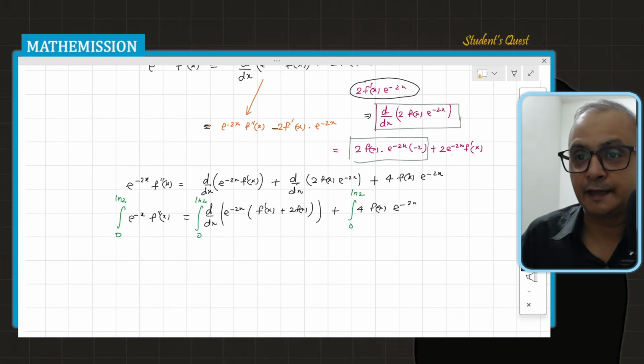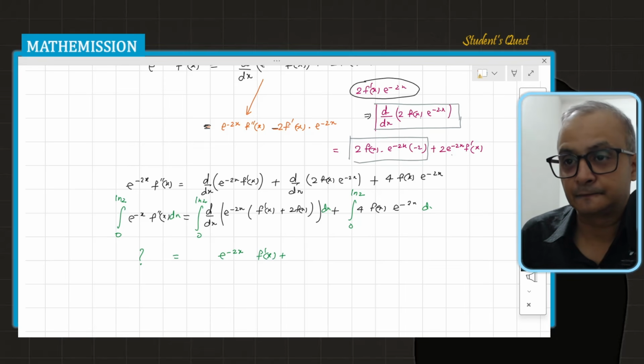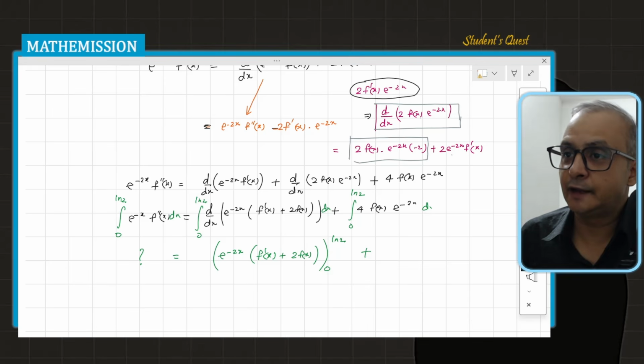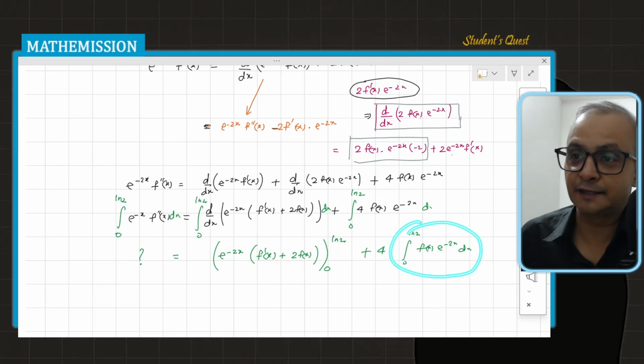Alright, so you notice I had to evaluate this part, so of course dx I have to attach. Now it's a cleaner integration because this is the integration of d by dx of this derivative. So of course I get this function here, only e to the power minus 2x f dash x plus 2fx, from 0 to log 2. And you notice that the 4 is out, and 0 to log 2 fx into e to the power minus 2x dx, and this integral is already given to us as 3.